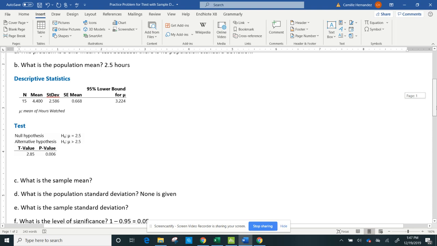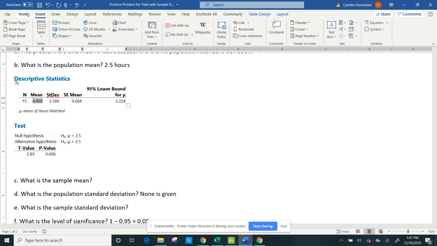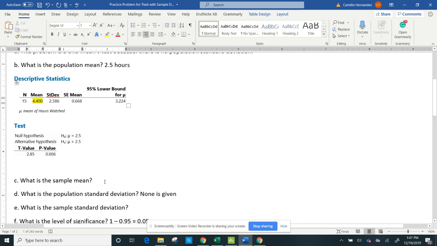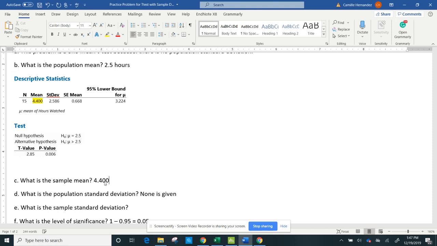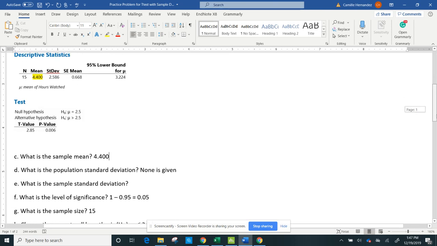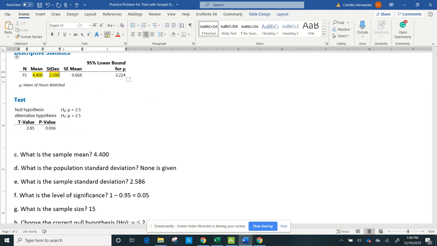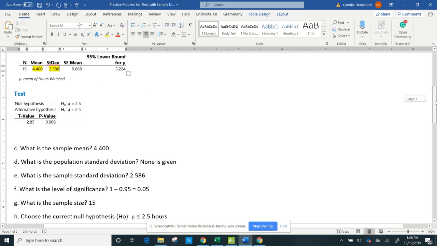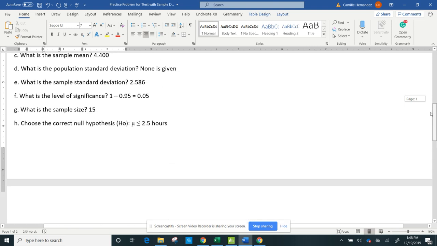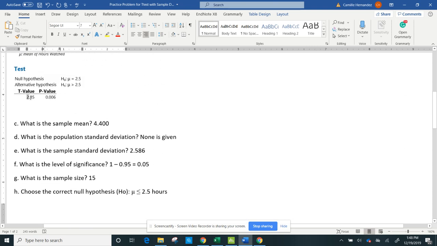So now it asks for the sample mean. Well, the sample mean is given right here. It's that 4.400. So that's my answer for sample mean. Okay. And then my population standard deviation is not given. And then it wants to know sample standard deviation. So this is 2.586. Where did I get that? It's right here. Okay. Sample size of 15, and then it gives me all that stuff. All right, what is my t-test statistic? My t-test statistic is right here.